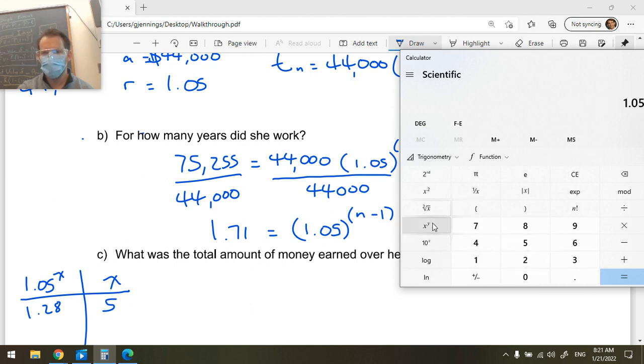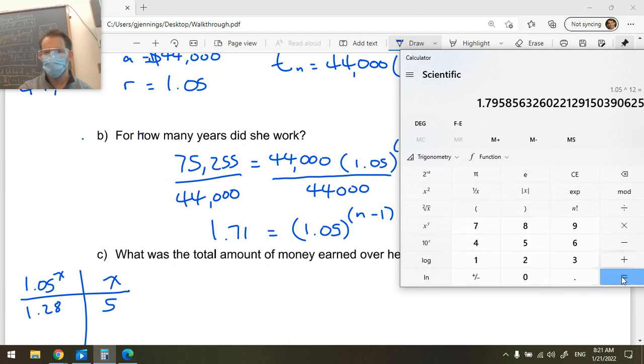So we go 1.05 raised to the power 10. Well, we're closer. We got 1.63. So what should we try next? 15 or 11? You said 12? Okay, let's try 12. 1.05 raised to the power 12 equals 1.79. Is that too big or too small? It's too big. So let's try 11.